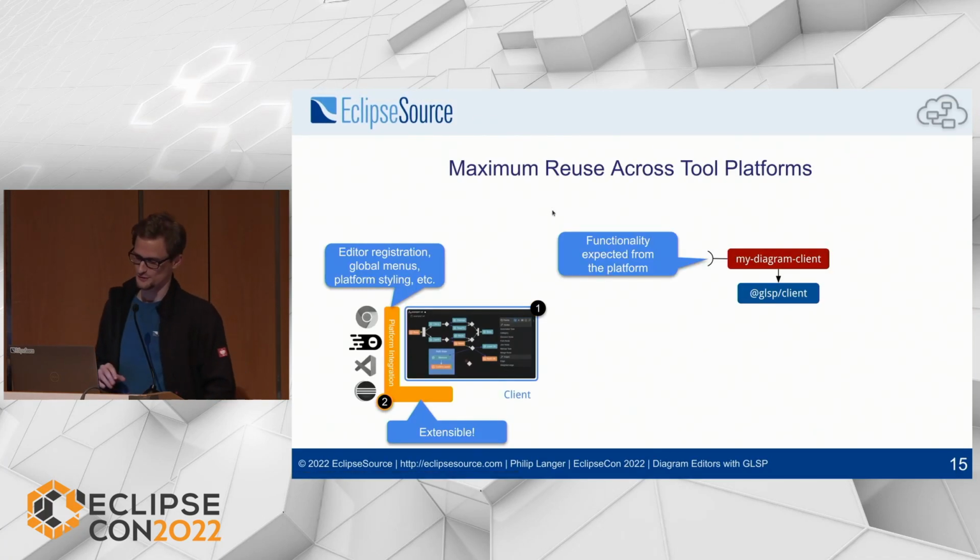Right, now moving on to the platform integration. So the platform integration is really only containing the platform relevant stuff. So all the diagram specific implementations do not have any dependency to the actual platform like Theia or VS Code. However, the platform integration then allows you to use native APIs of the respective platform, like VS Code or Theia, to do things like editor registration, global menus, platform-specific styling, and stuff like that.